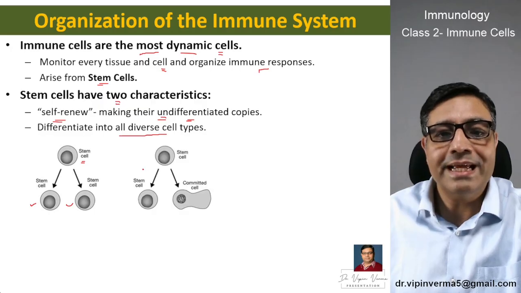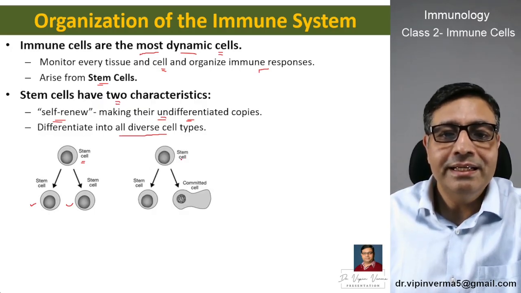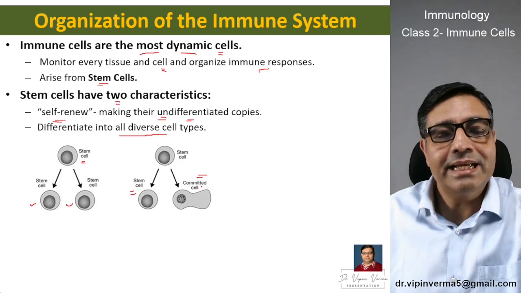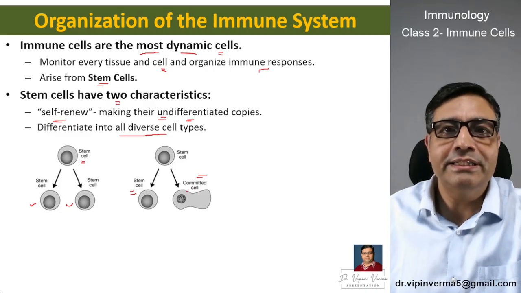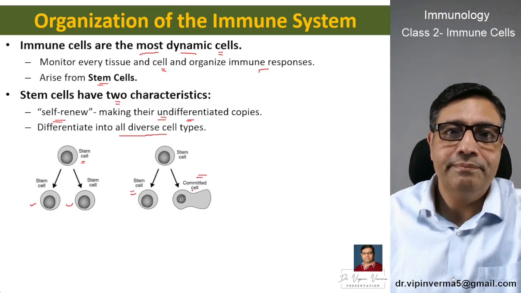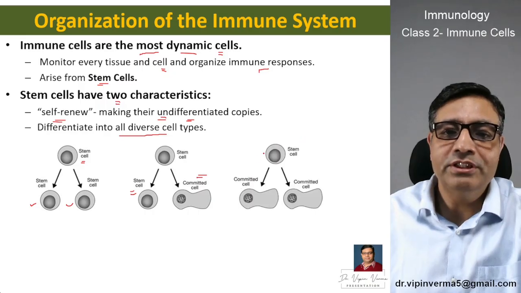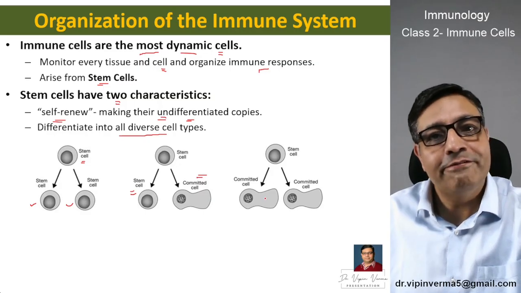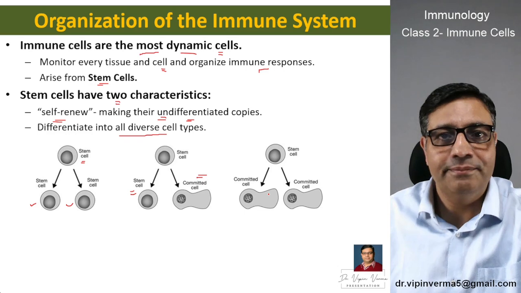The second sort of division is where the stem cell divides into one daughter stem cell and another, the committed cell or the progenitor cell. And this committed cell can form any terminally differentiated cell depending on what kind of microenvironment it is getting. And the third kind of division is where one stem cell gives rise to two committed cells. So here it is not self-renewing, rather it is committing itself so that the daughter cells can form different cells which are more differentiated, right?